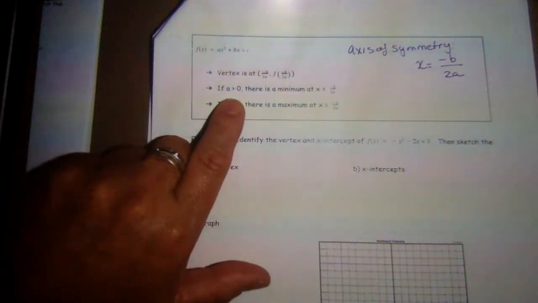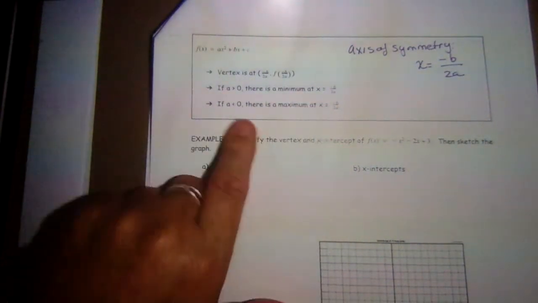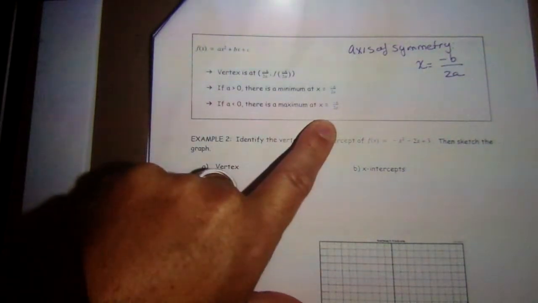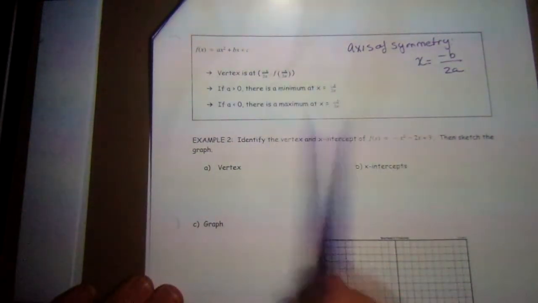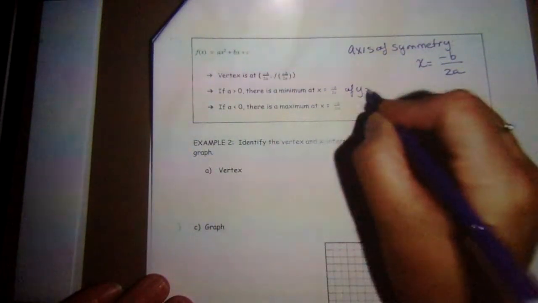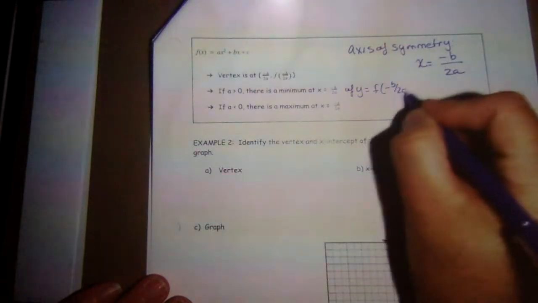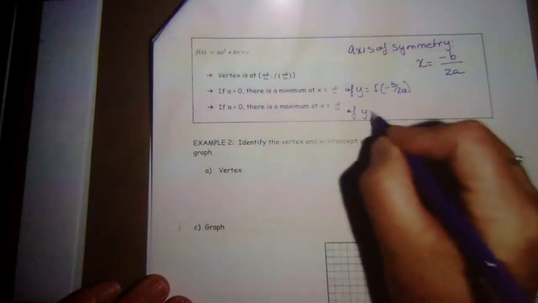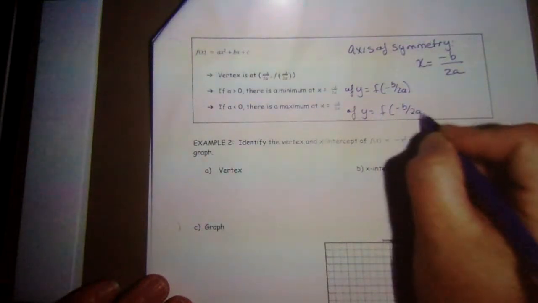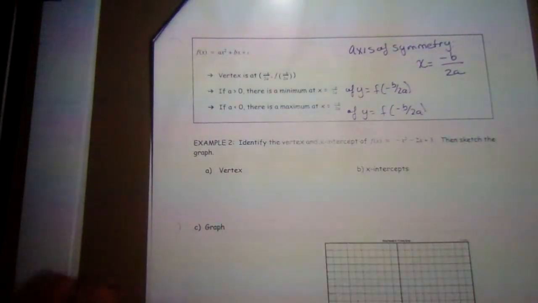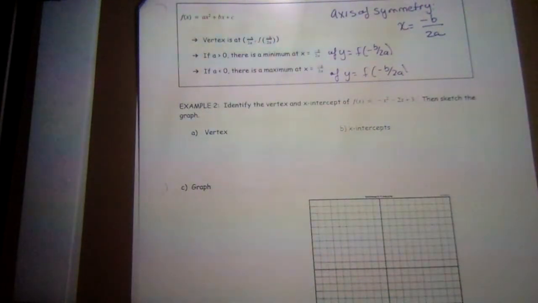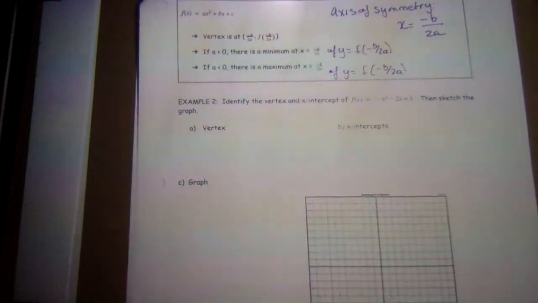If a is greater than 0, there's a minimum at that point. If a is less than 0, there's a maximum at that point. Because if it's positive, it opens up, it has a minimum. We could say the maximum is y equals f of negative b over 2a. So identify the vertex and x-intercepts, then sketch the graph. So first thing we're going to find is what?